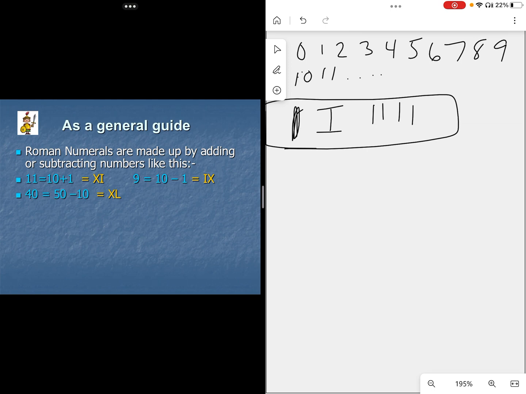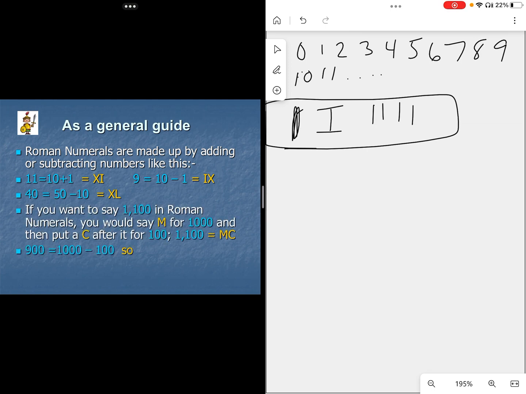As a general guide, Roman numerals are additive. So, for example, if you see XI, X is 10, I is 1, you add those two together, 11. Now, there are exceptions to this. You do have subtractive values in the Roman numerals we use today, which are the short form. We use short form Roman numerals. So, for example, if you see IX, I is 1 and X is 10.